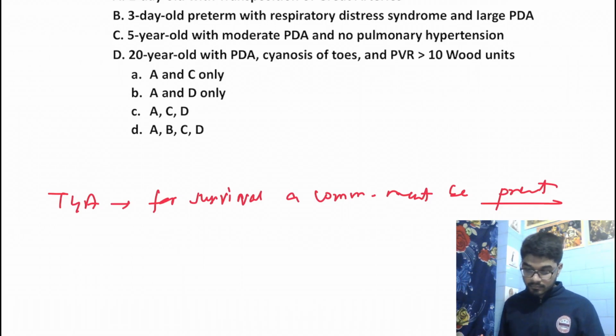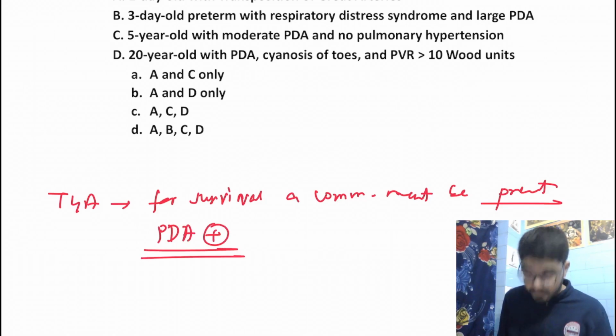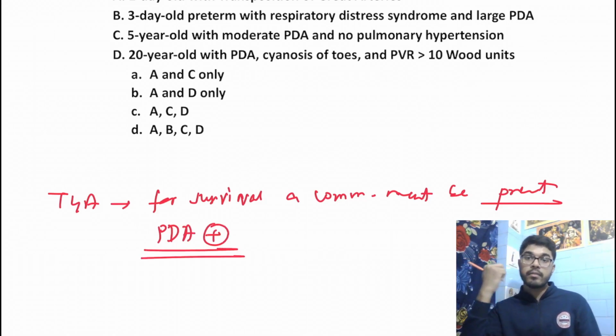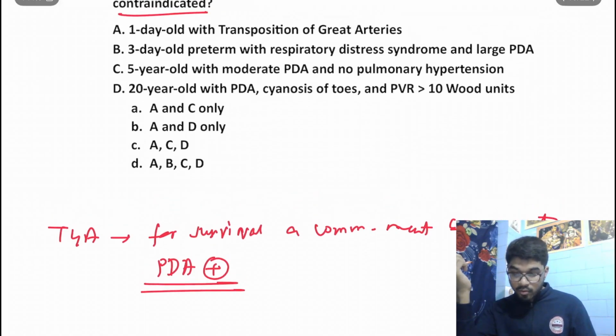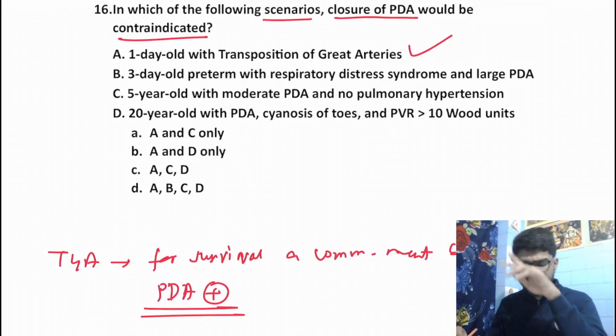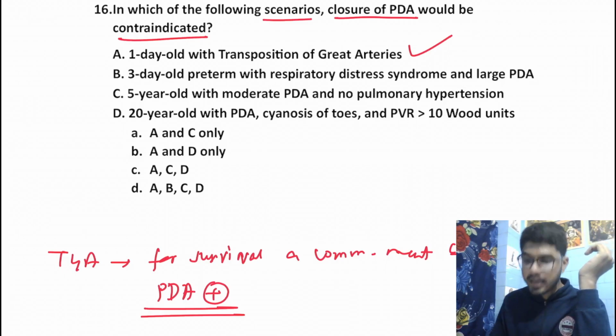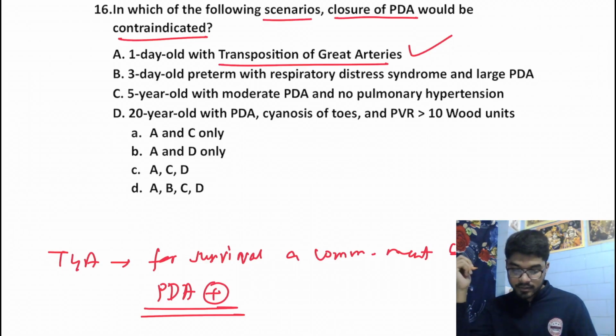When the PDA is present, it provides the channel for mixture, which is keeping the patient alive. Now if we close that PDA, the patient will die. That's why it is completely contraindicated in transposition of great vessels, and we shall be talking about TGA in great detail in the next video on cyanotic heart disease.